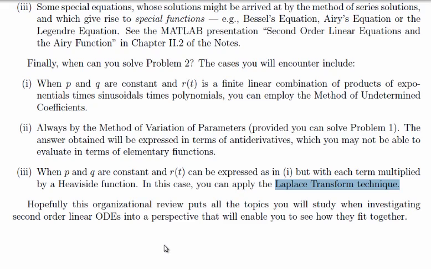Let me just summarize by saying that there really are three major topics in this course: first-order equations, second-order equations, and also higher order, but we concentrate on second. And the third is systems. And what I've done in this video is to try to give you a framework for all of the topics that arise when we study second order equations.